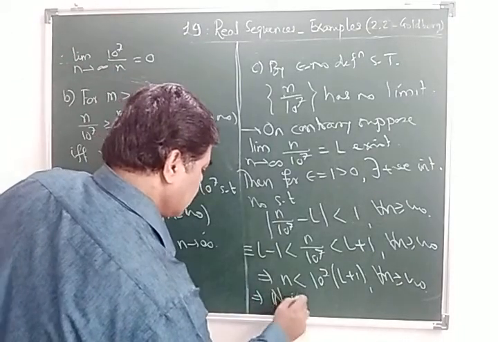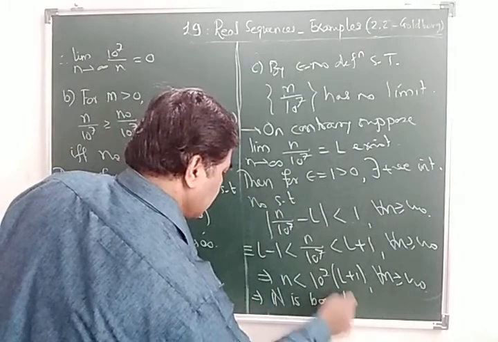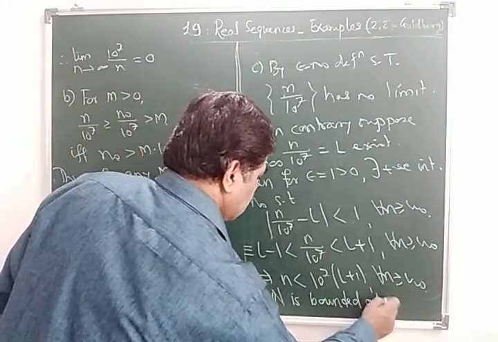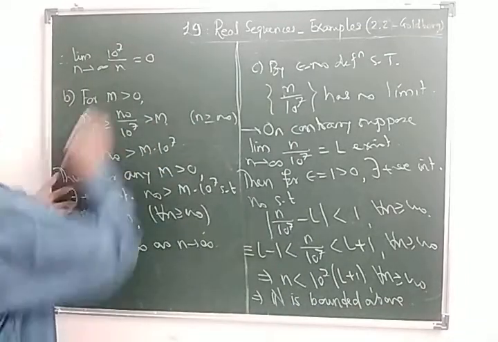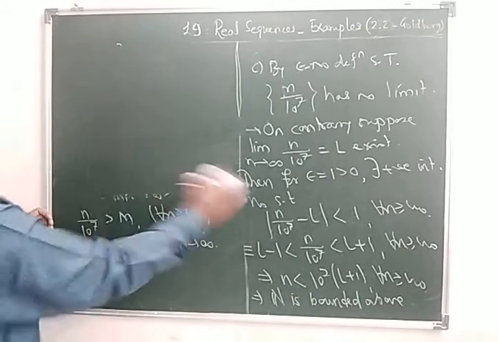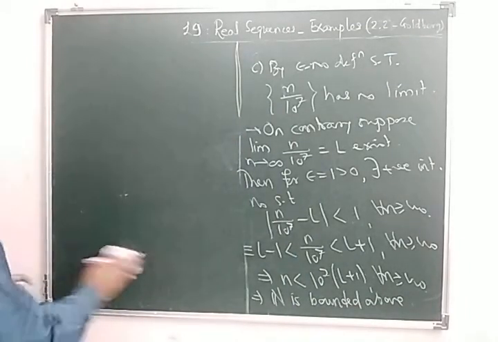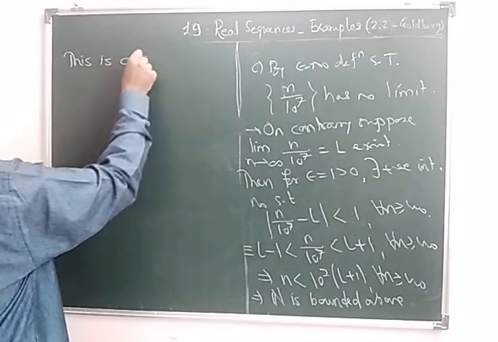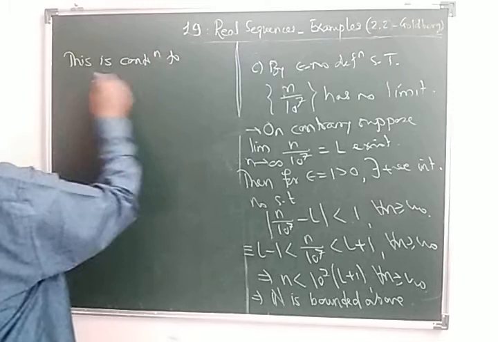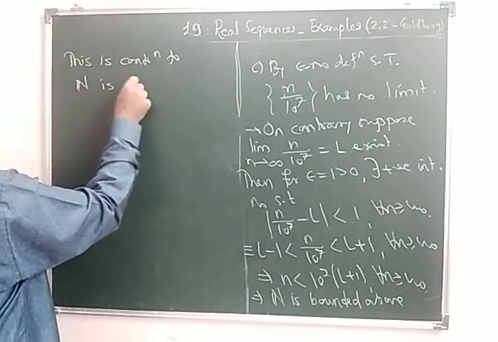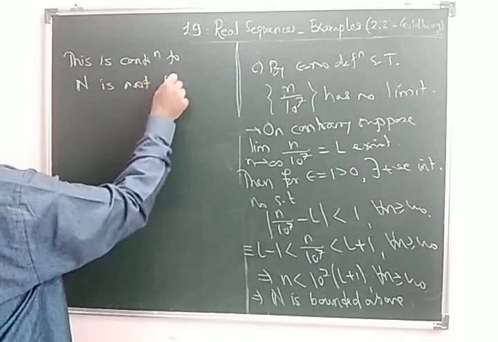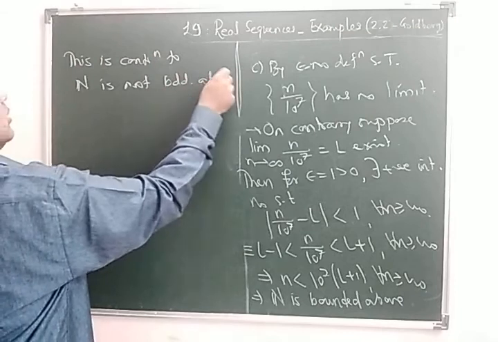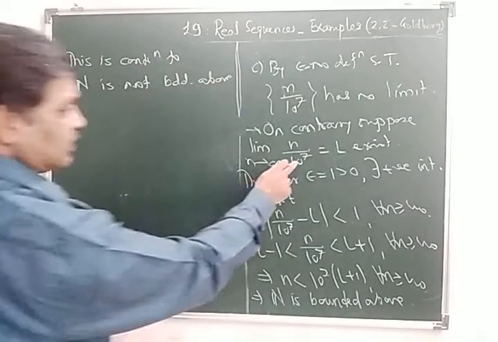The set of natural numbers is bounded above. This is a contradiction to the fact that the set of natural numbers is not bounded above. And therefore our assumption is wrong.